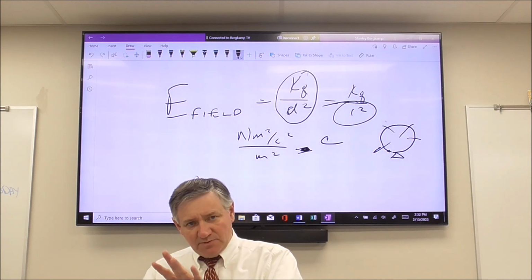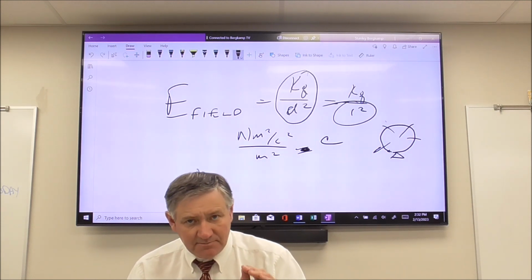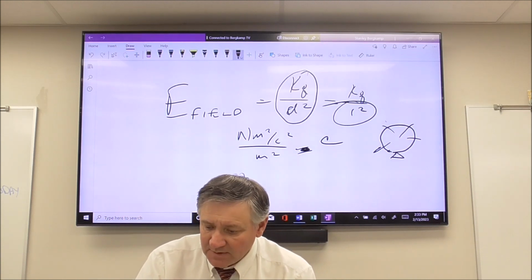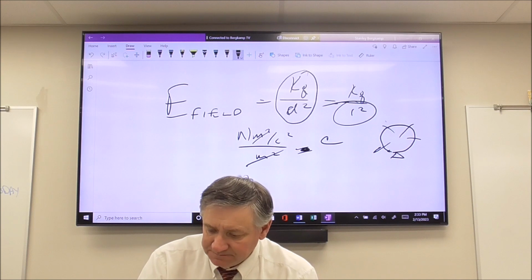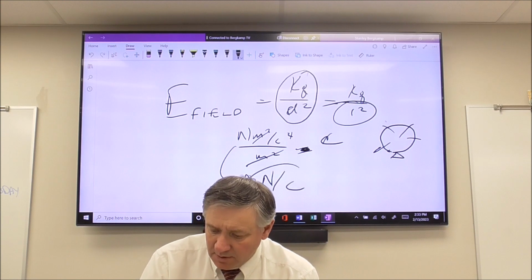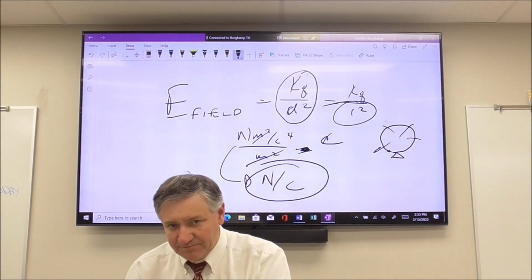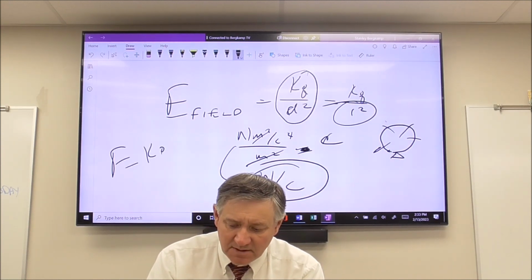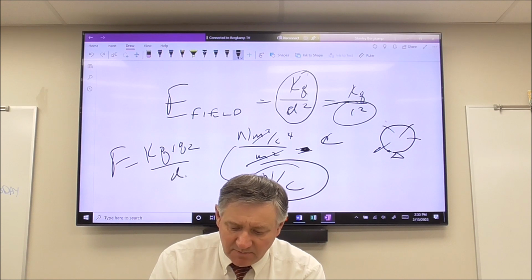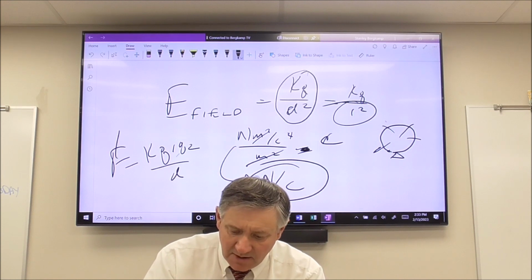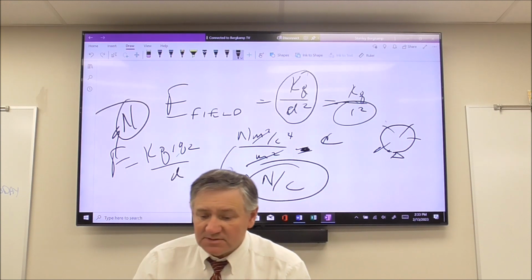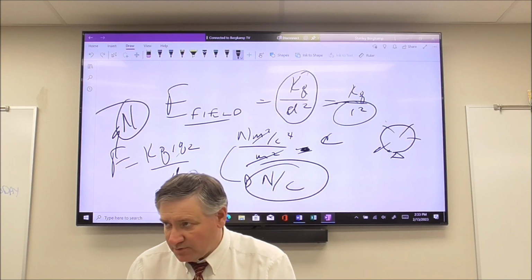If you look at what happens with the units, it's that same k, newton meter squared over coulomb squared, divided by meter squared. So the meter squared cancels out, and you lose one of the coulombs, so you get newtons per coulomb. Electric fields are measured in newtons per coulomb. The force, kQ1Q2 over d squared, everything cancels out, and that force is measured in newtons. The electric field is newtons per coulomb.